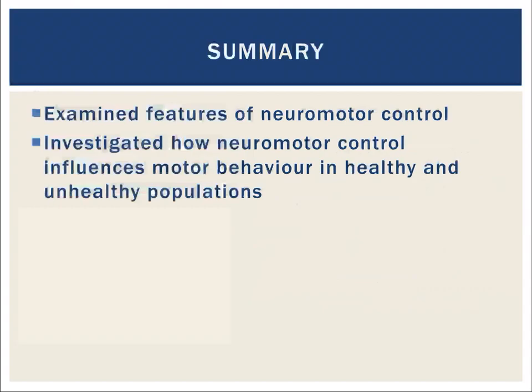So in summary, what did we do in this entire lecture? Well, first of all, we examined all of the features of neuromotor control, perhaps not in extreme detail, but I find it very important that you know just enough to understand what happens when someone has a neuromotor control system that doesn't operate effectively. And we've looked at that specifically afterwards, where we've investigated how neuromotor control influences motor behavior in healthy and unhealthy populations, where we've specifically looked at expert versus novice brains, and we've looked at handedness, and we've looked at neurodegenerative disease.